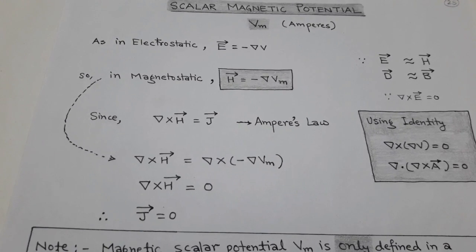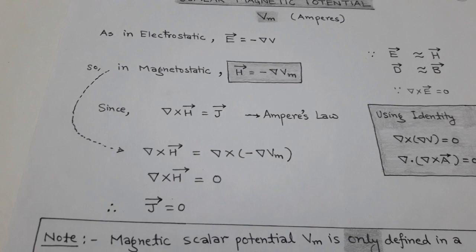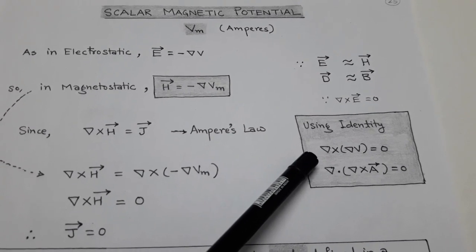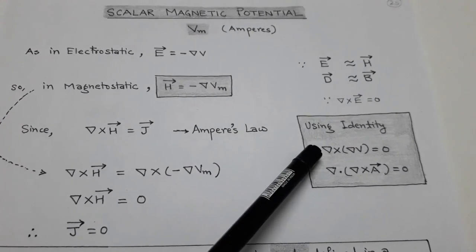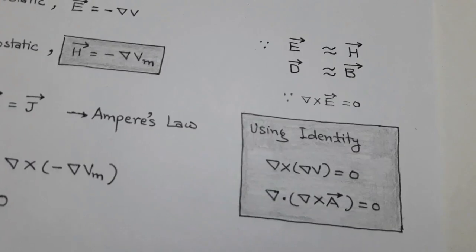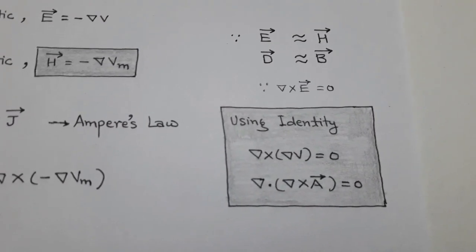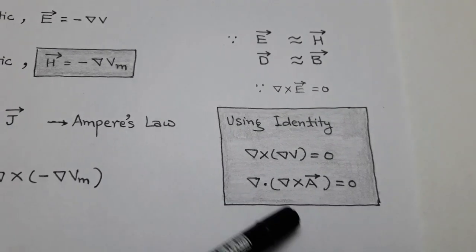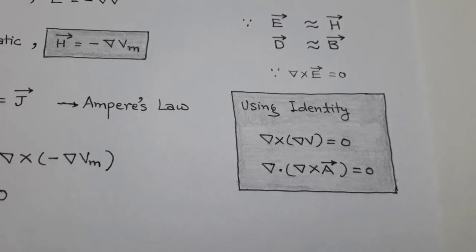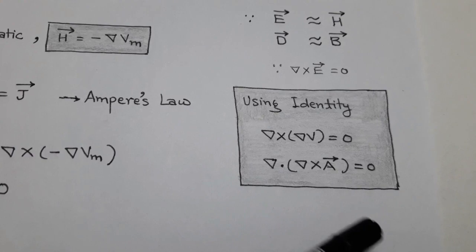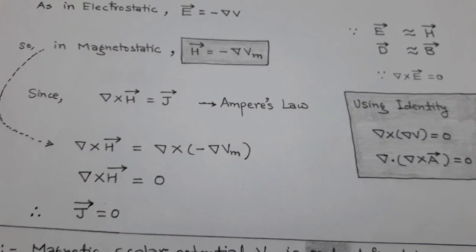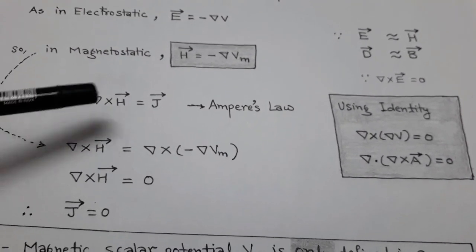And here we use an identity, that is, the curl of the gradient of a potential is equal to 0. This means that when we find the curl of a gradient of a potential, we get 0. The second identity is that the divergence of the curl of a vector A is equal to 0. So for scalar magnetic potential, we use these identities, and using Ampere's law, we use curl of H equals J vector.